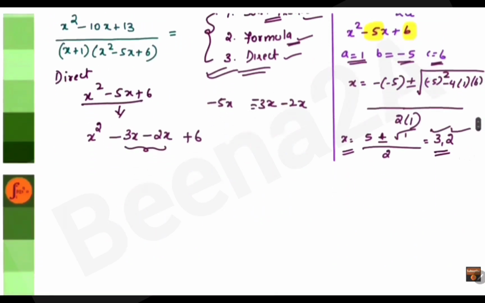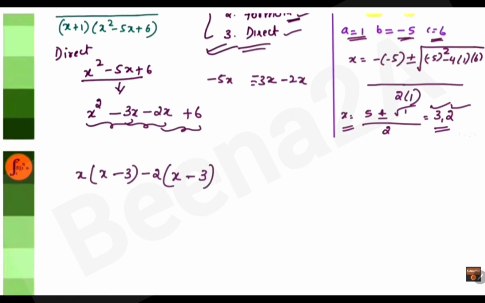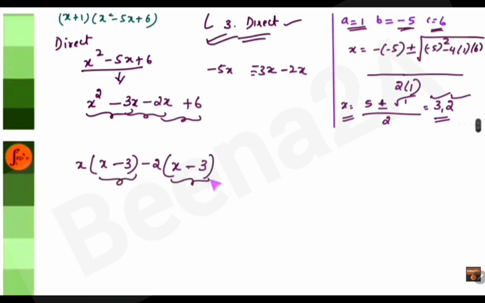This is another way. Now here I'll take common factor. Between these two, I can take x as common, so I'll get x minus 3. And between these two, I'll take minus 2 as common, so I'll get x minus 3. Since minus has been taken out, plus will become minus. Now if you notice, again x minus 3 is common. So I'll get x minus 2. So the factors are x minus 3 and x minus 2.